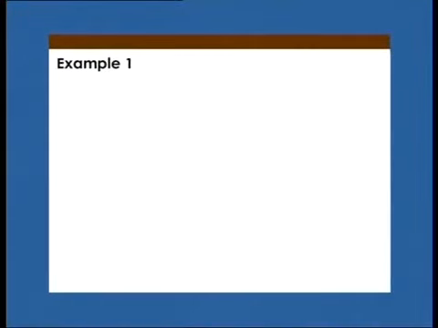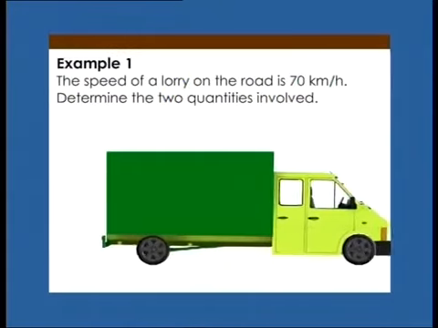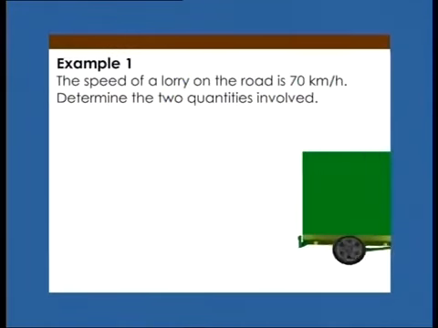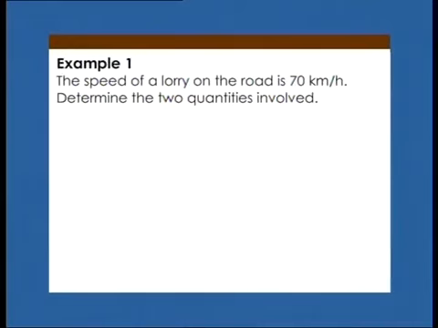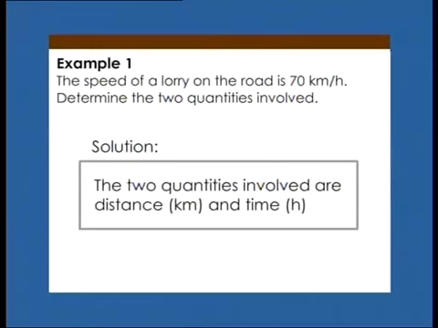Example 1. The speed of a lorry on the road is 70 kilometers per hour. Determine the two quantities involved. Solution. The two quantities involved are distance, kilometers, and time, h.